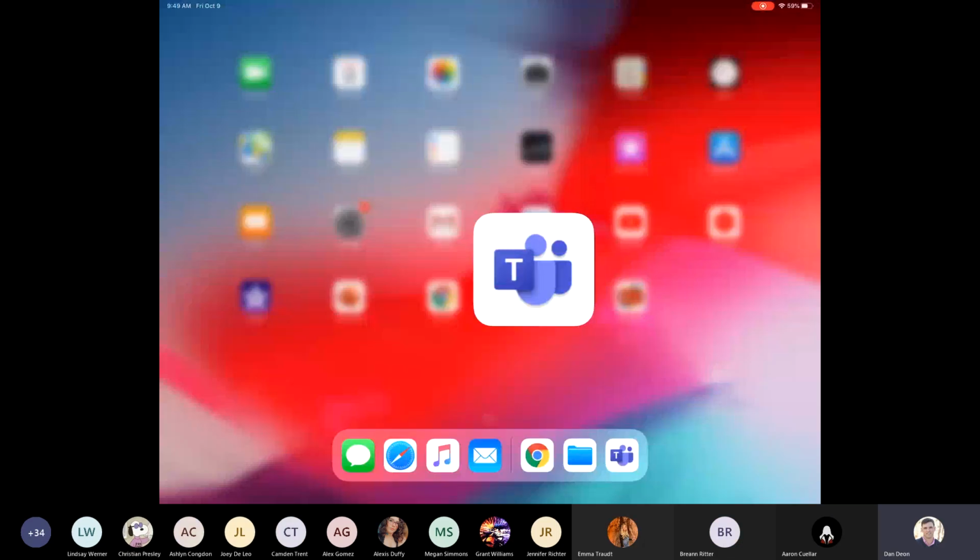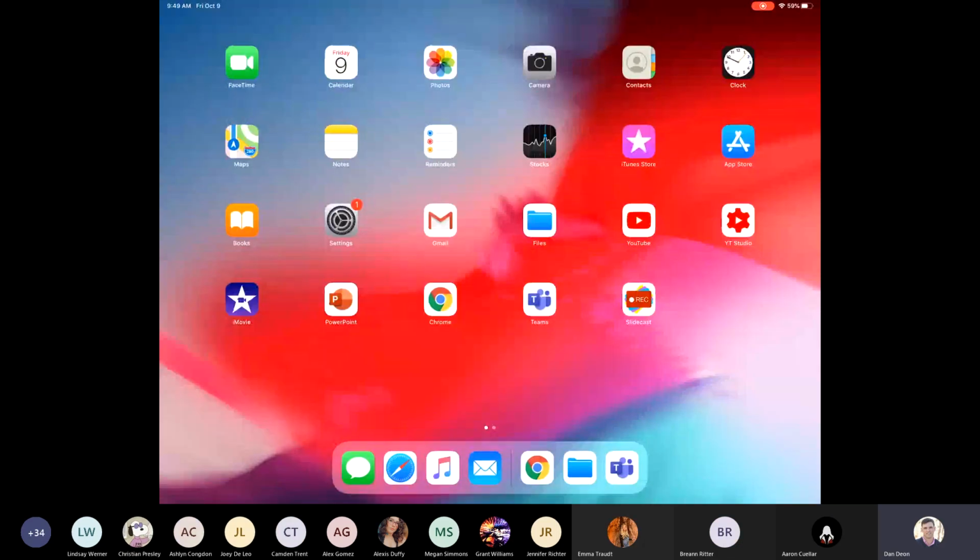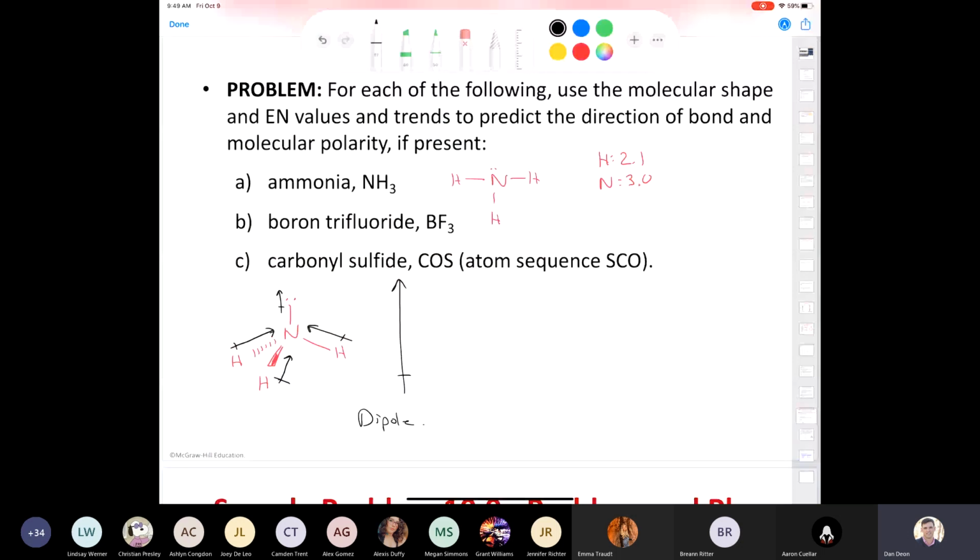Give me a thumbs up if you follow me on up. It's not much to be following me on, but if you follow me on the up direction, or even that it's just a polar molecule. Okay, good. Let's try the next one, boron trifluoride.